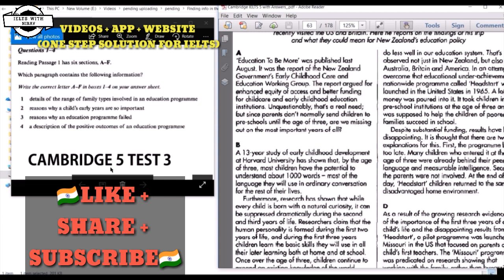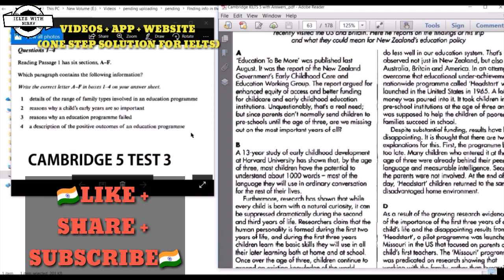I have taken this example from Cambridge 5 Test 3. Here I have 4 questions. The first is details of the range of family types involved in an education program. Second, reasons why a child's early years are so important. Third, reasons why an education program failed. Fourth is a description of the positive outcome of an education program. So the tips will remain the same.